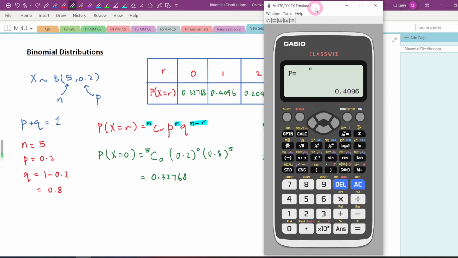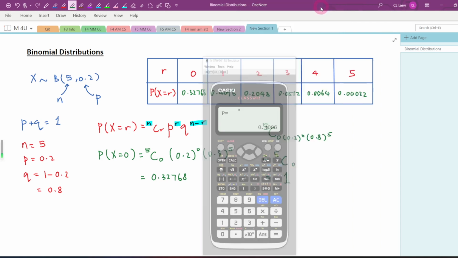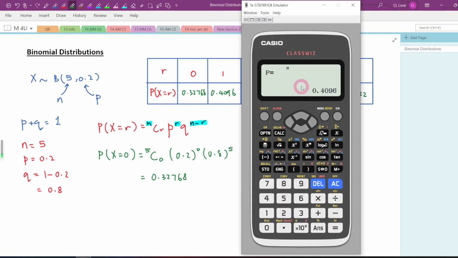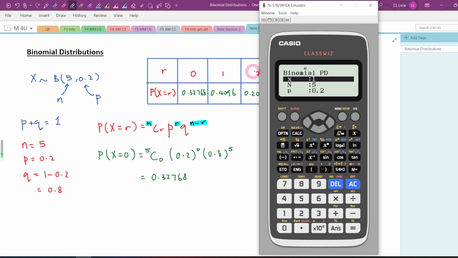So let me show you another way: you can use the list. This one we calculate one by one, right? We key in x equals 1, x equals 0, x equals 2, right? Another faster way is using this one.